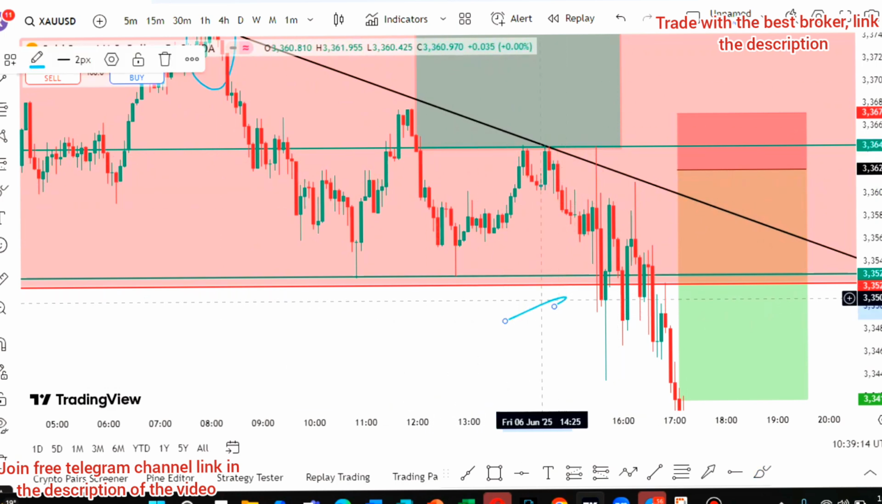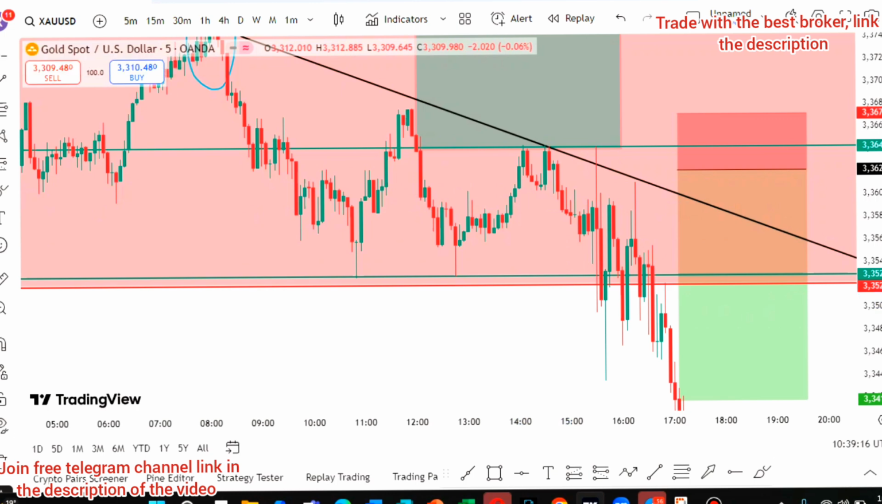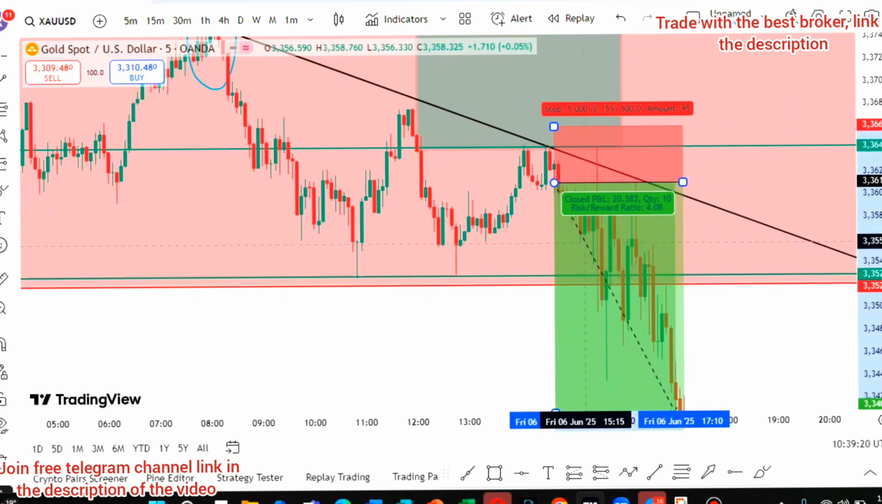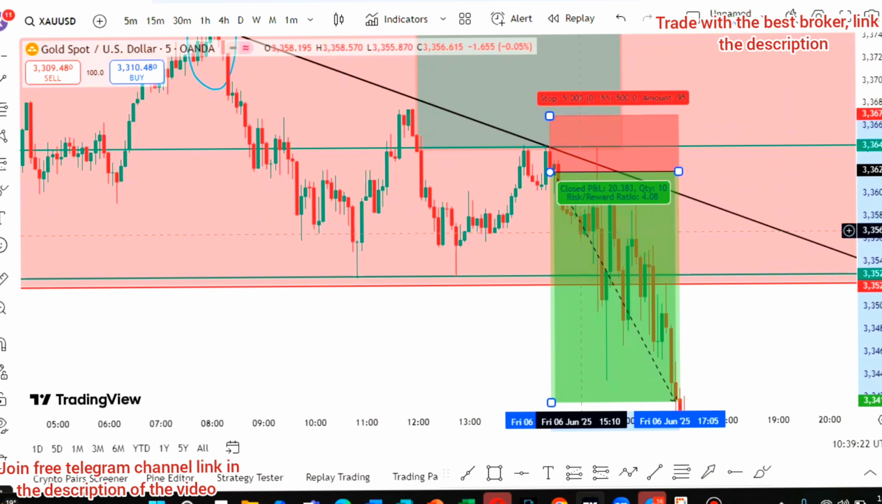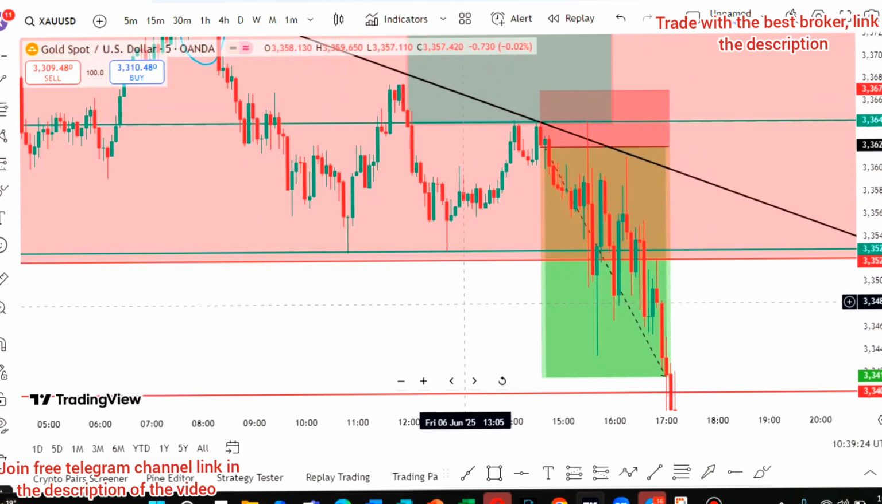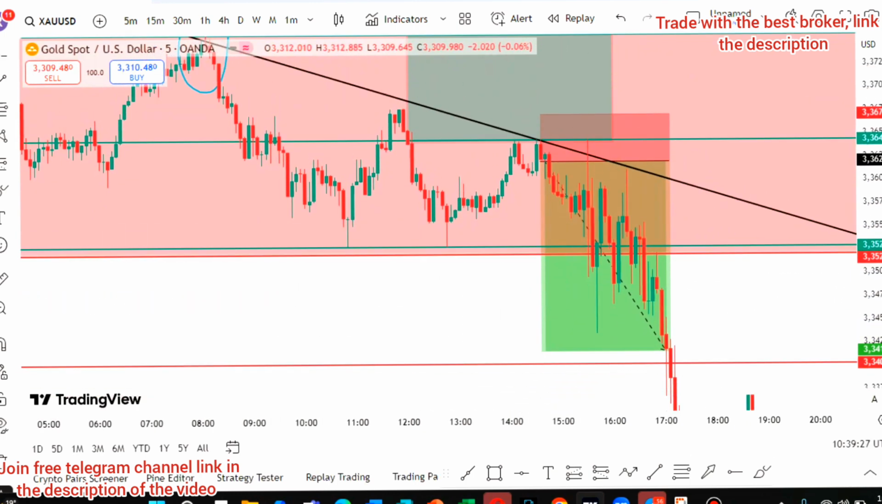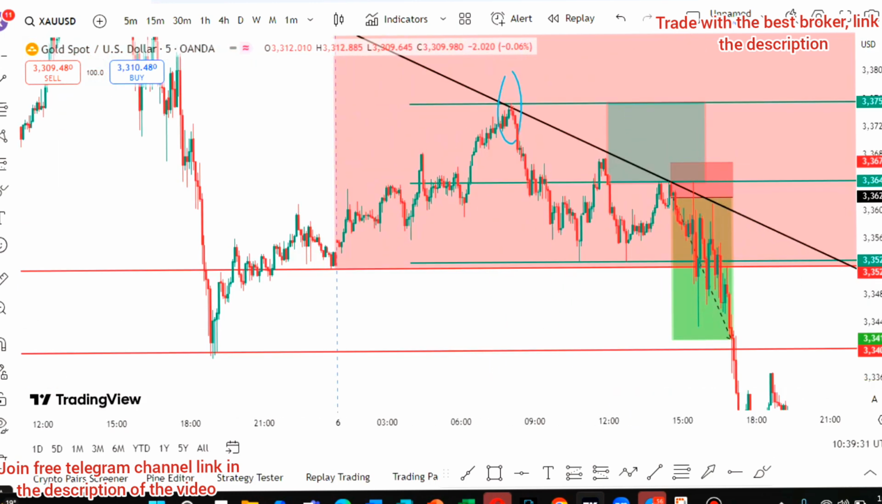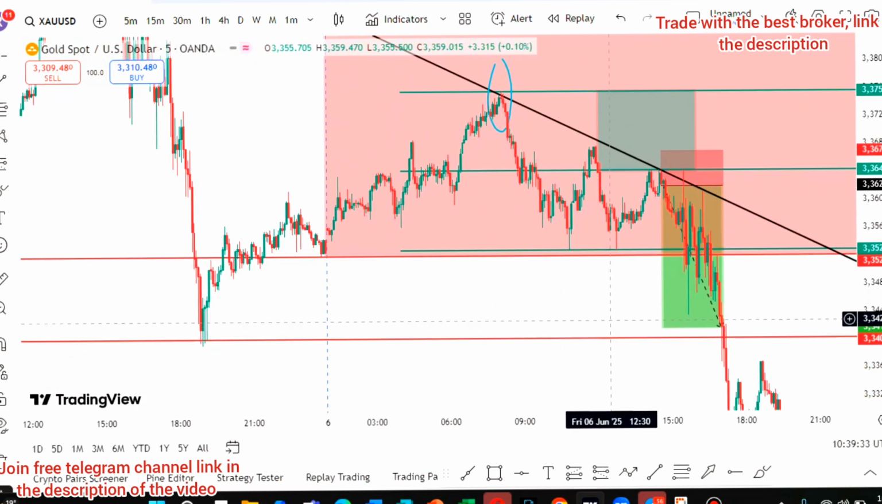So imagine on this day we had NFP. It was NFP day, but I had my buyers that this trade was going to sell. Okay, so that's the trade that I took, and it was an amazing trade. Yeah, amazing one. Nothing more about this trade. It was an amazing one.